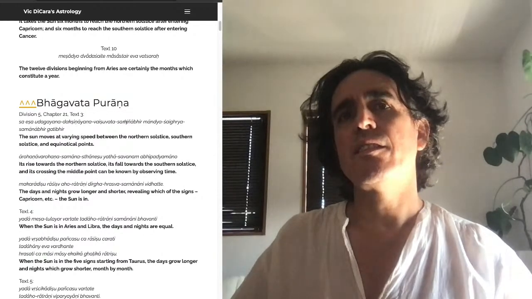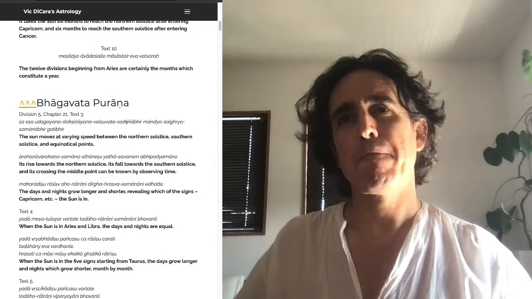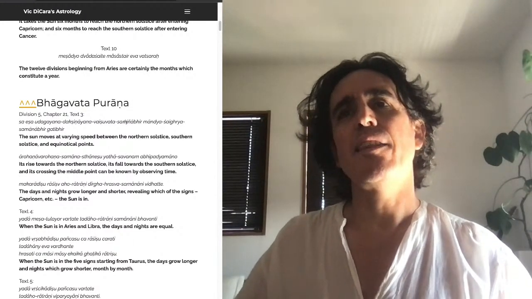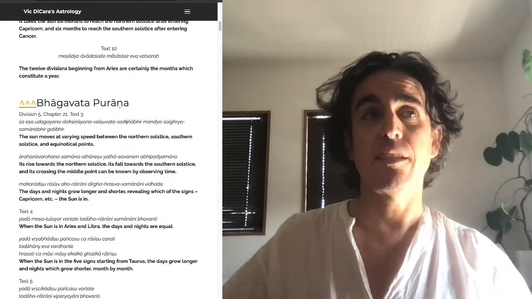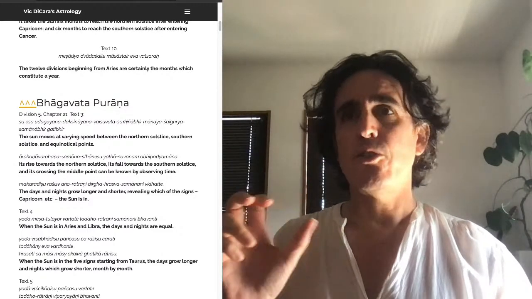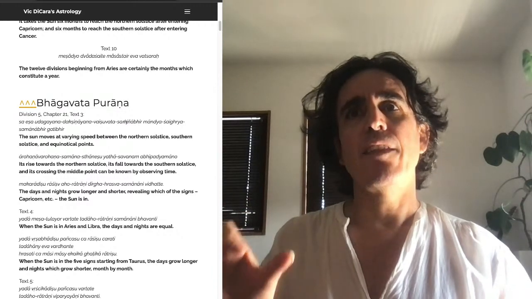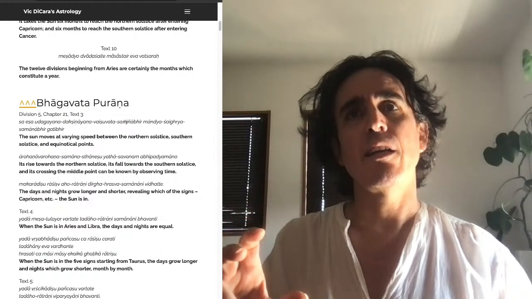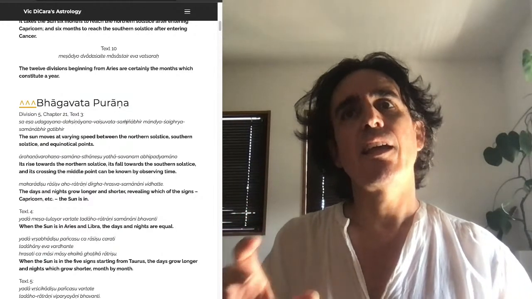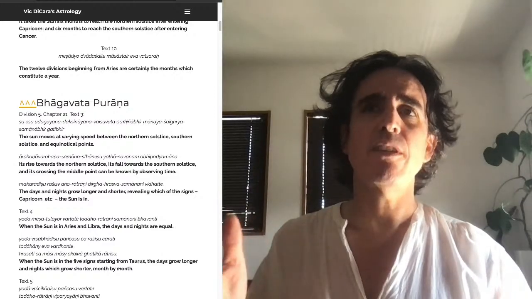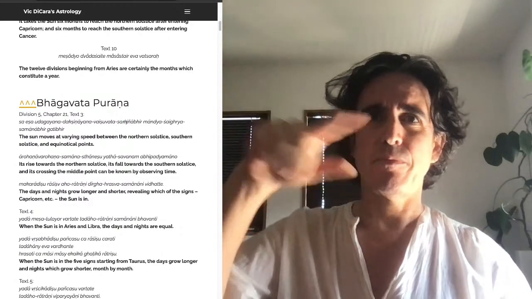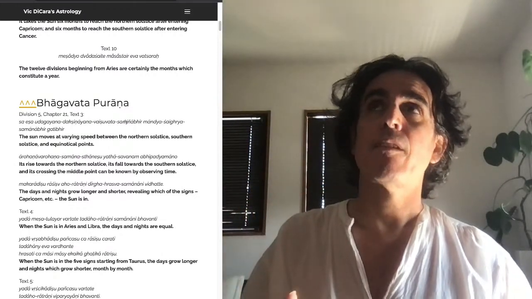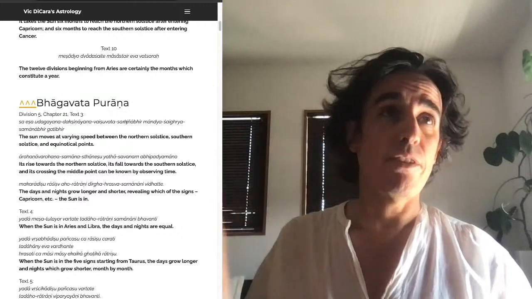This one says, the sun moves at varying speed between the northern solstice, southern solstice, and the equinoctial points. So again, it's saying you have 4 important points. The 2 Vishuvats and the 2 Ayanas. You see, the same words are used: Uttarayana, Dakshinayana, and Vaishuvata. The Vishuvats and the Ayanas. There's 2 of each one. And the sun moving through those 4 points is what creates the division of the year.